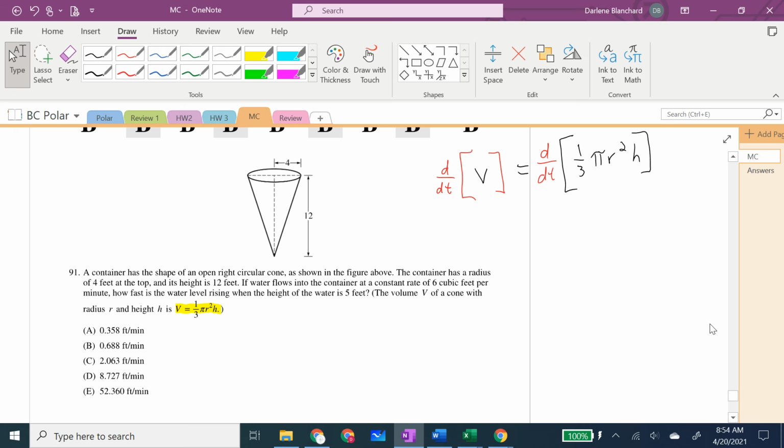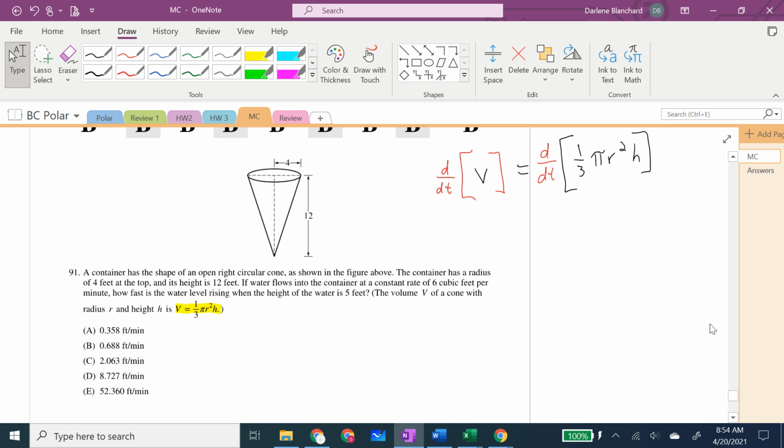Number 91. Woo! Who loves related rates? Anyone? Okay. All right. So, listen. Related rates. When you realize you have related rates, they're always an issue of you're taking the derivative with respect to time.